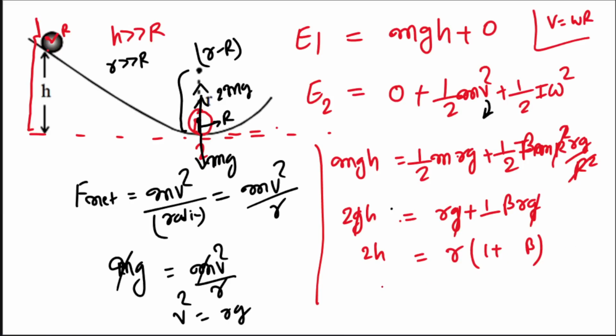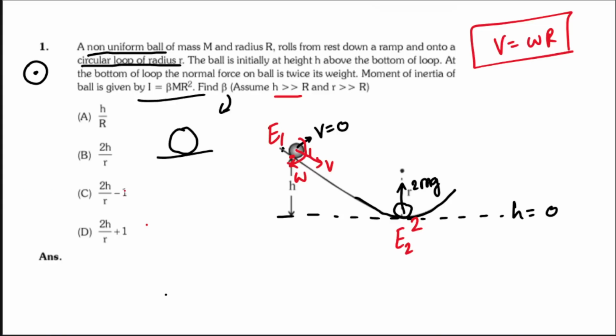So this is basically 1 plus beta, right? So we were asked to calculate beta, right? So 1 plus beta तुम्हारा कितना है, 2h by r. So beta will be equal to how much, 2h by r minus 1. So what should be the answer, 2h by r minus 1. This should be the answer. Let us check for it. Yes, that is your answer.